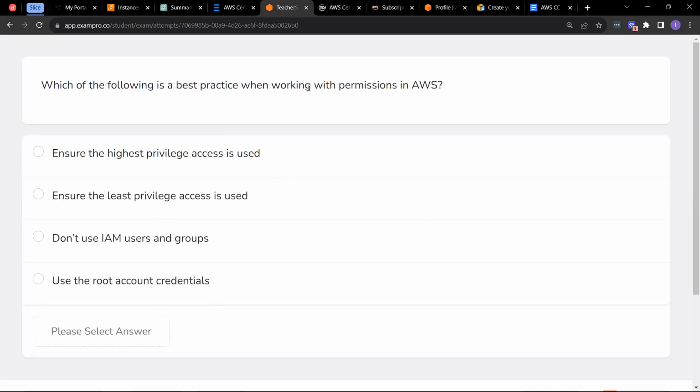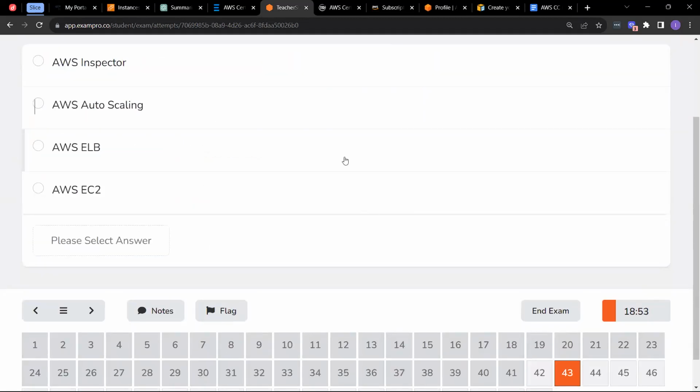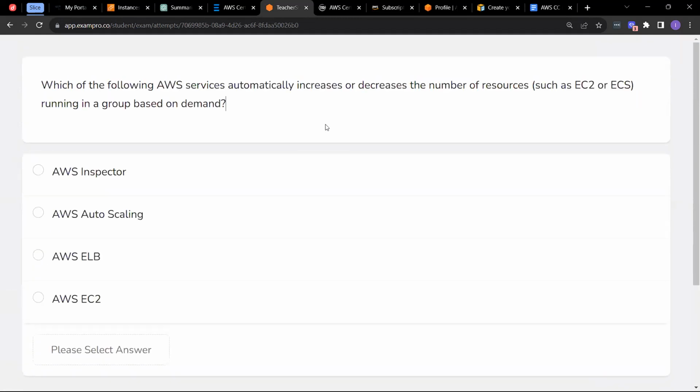Which of the following is the best practice when working with permissions in AWS? We talked about IAM. Yeah, so ensure the least privilege, right? If the person is an auditor, you just give them access to have audit rights. You don't give them any other access until they need it.